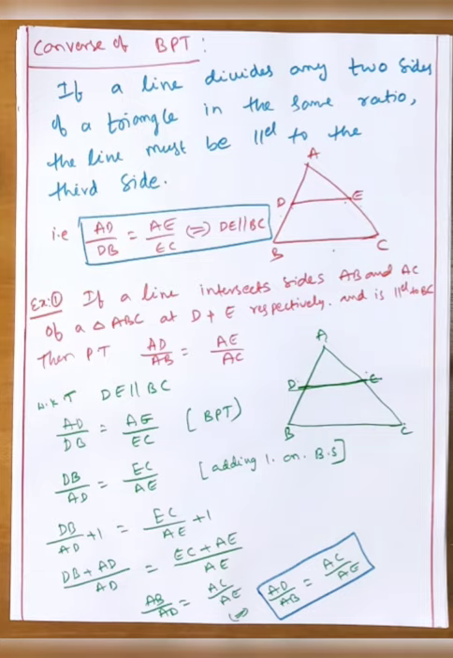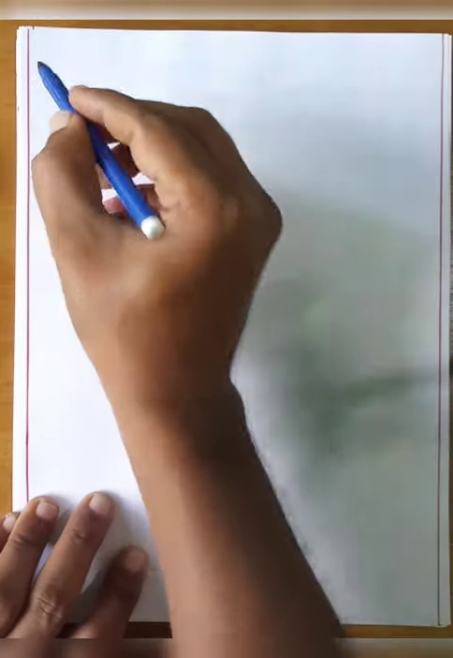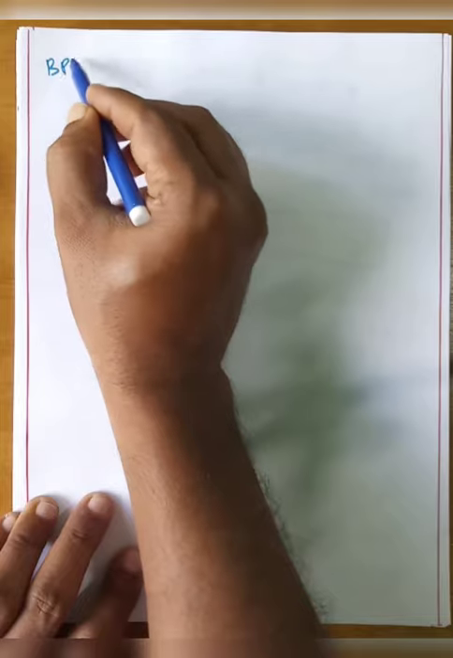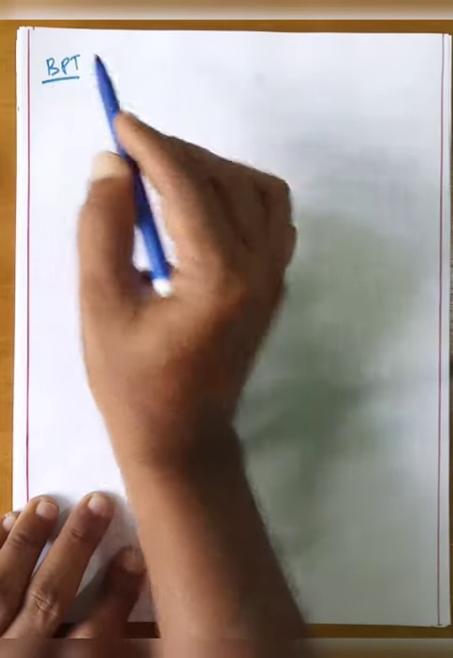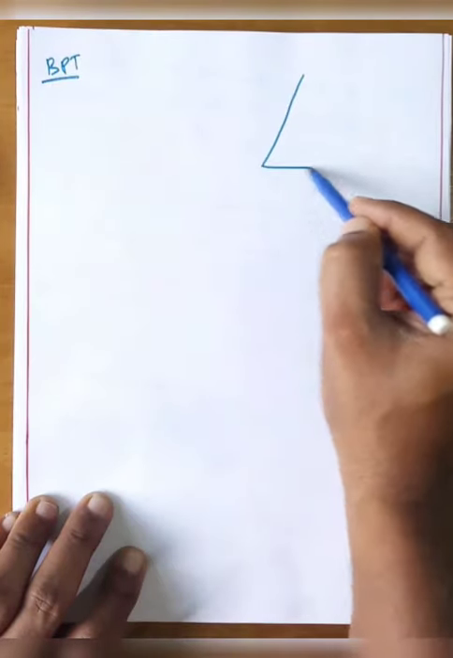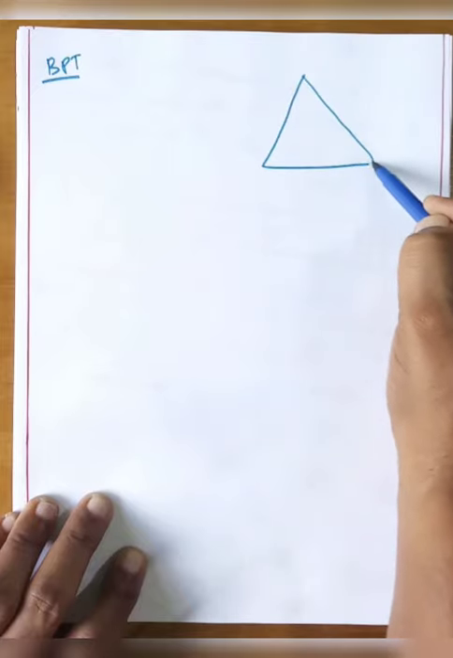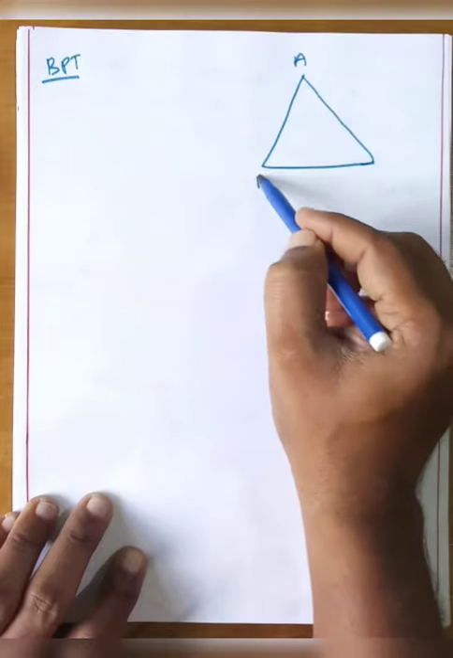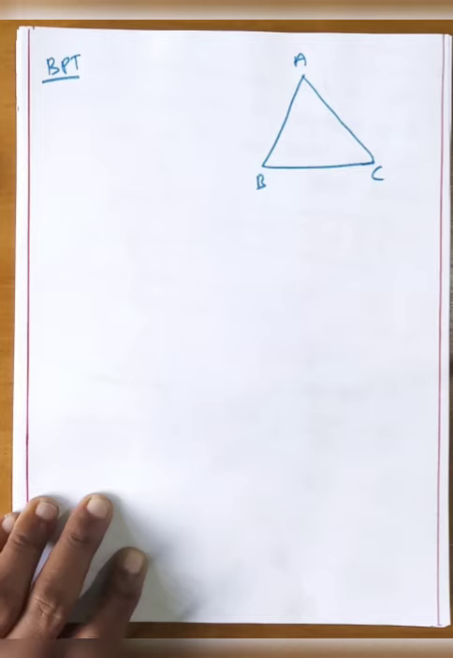Now for the exercise, you need to remember only the basic proportionality theorem. What is the basic proportionality theorem? My dear students, you remember the formula. Again I will explain. Suppose we take any triangle, say triangle ABC.